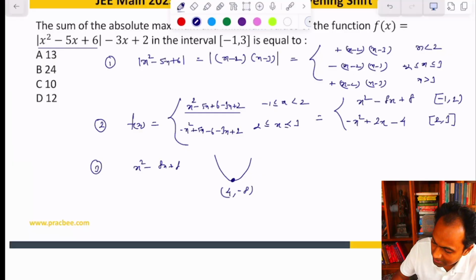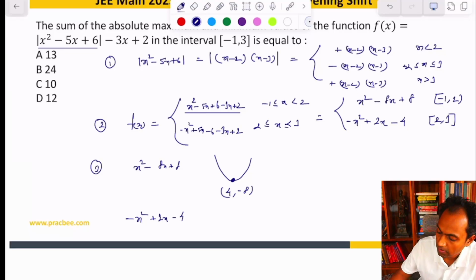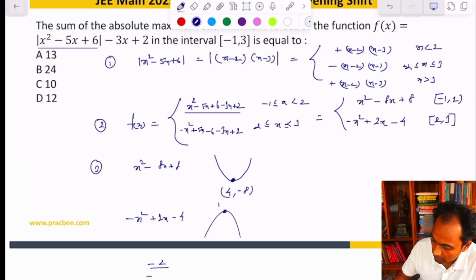If I want to get the second one, it is minus x square plus 2x minus 4. Now you can see that the shape is going to be like this. And in this shape, where is this point going to come? That would be minus b by 2a. So minus 2 by 2, this will become 1. If I put 1 here, it becomes minus 1 plus 2 minus 4. This becomes minus 3.